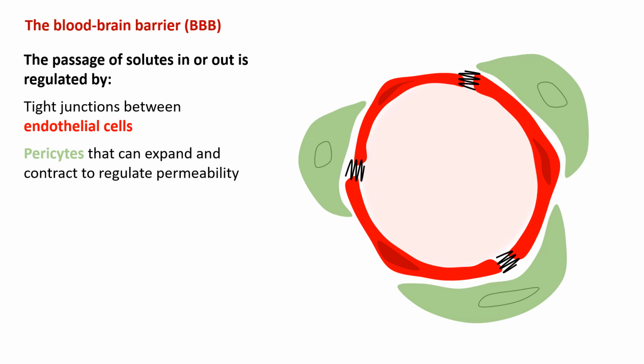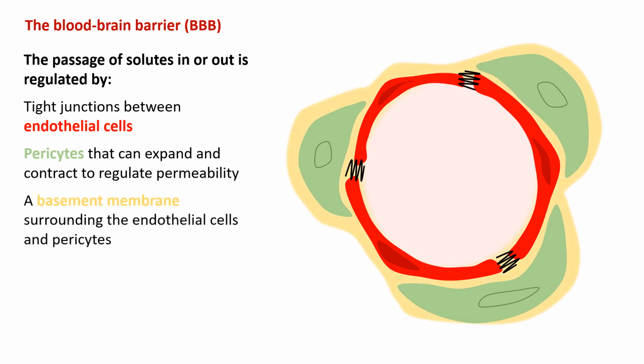Around that and around the endothelial cells, we then have a type of cell called a pericyte. Pericytes are only really found around the blood-brain barrier. They can expand and contract, and this depends on signaling mechanisms as to whether they are currently expanding or contracting, but they can regulate the permeability of the blood-brain barrier. So it's not quite such a barrier as you might think. It can change the permeability across it.